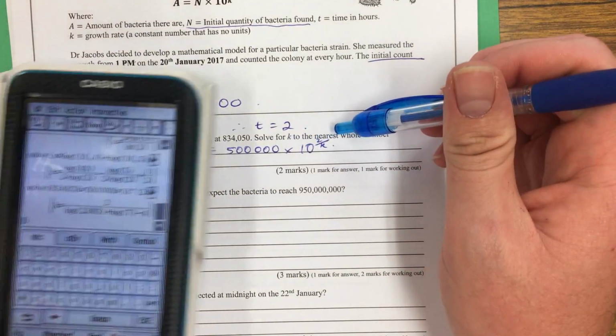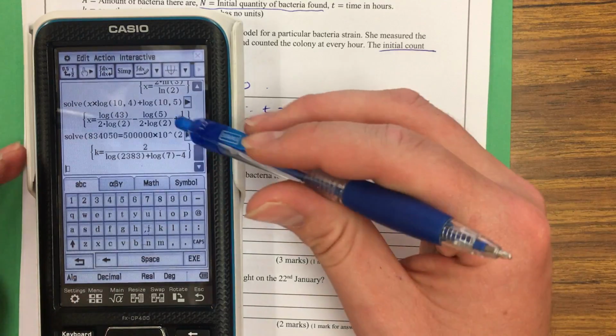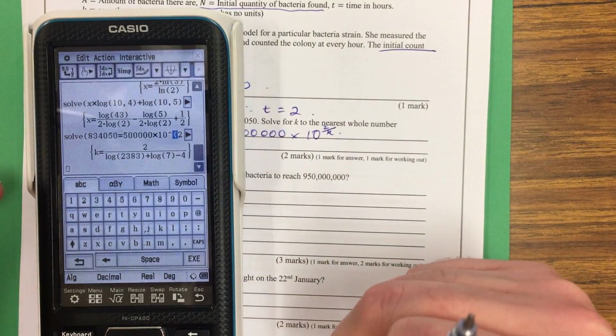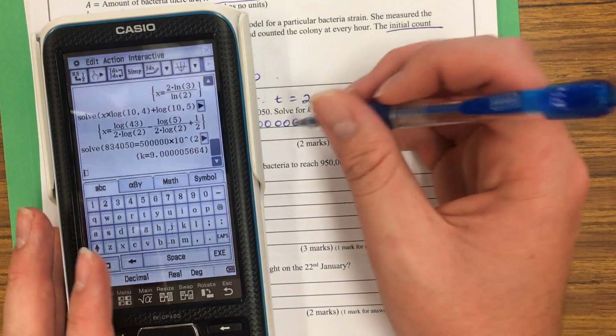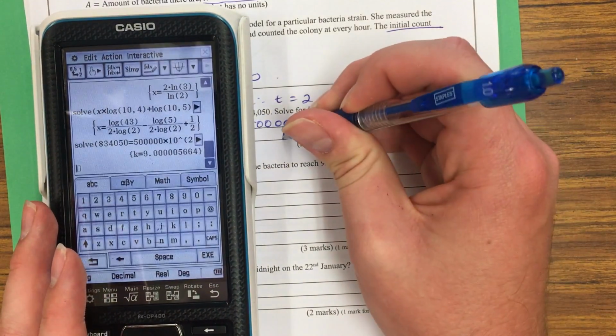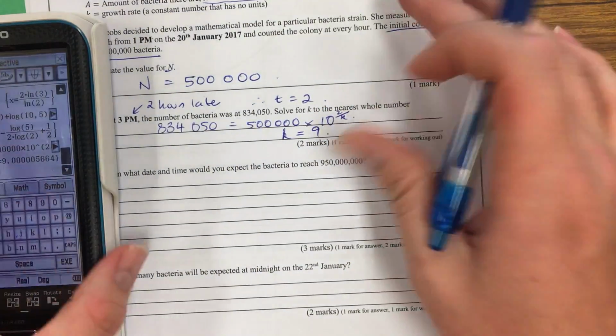The question says to solve to the nearest whole number. That's when I would need to go and put this into decimal. So we'll put that into decimal, solve that again, and we get 9.000. So it's clearly that what we want there is that K is equal to 9. And that would have been my 2 marks worth of answer.